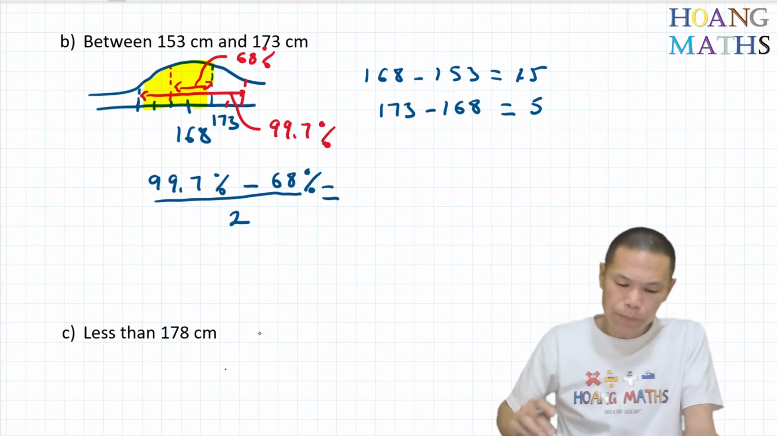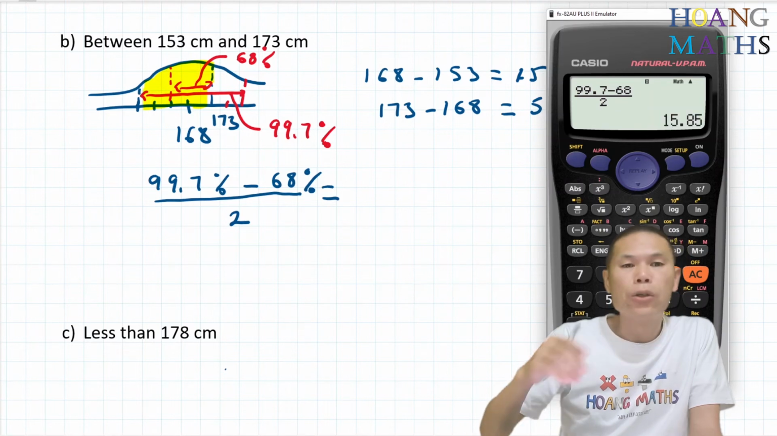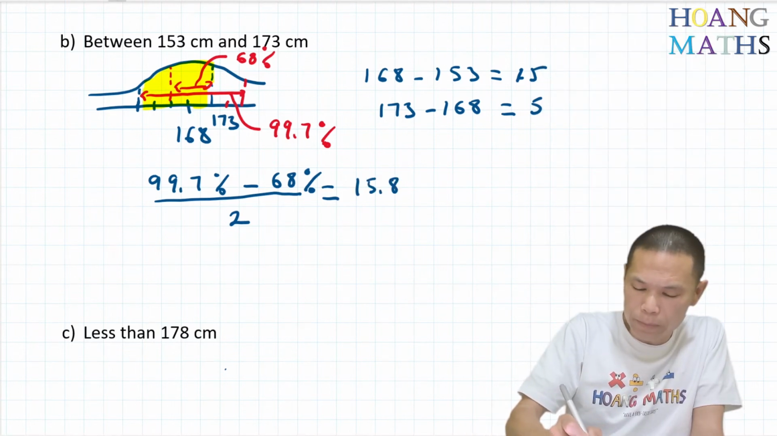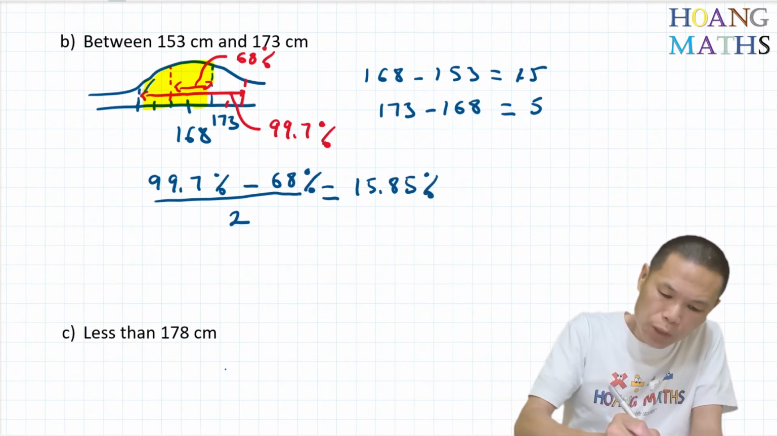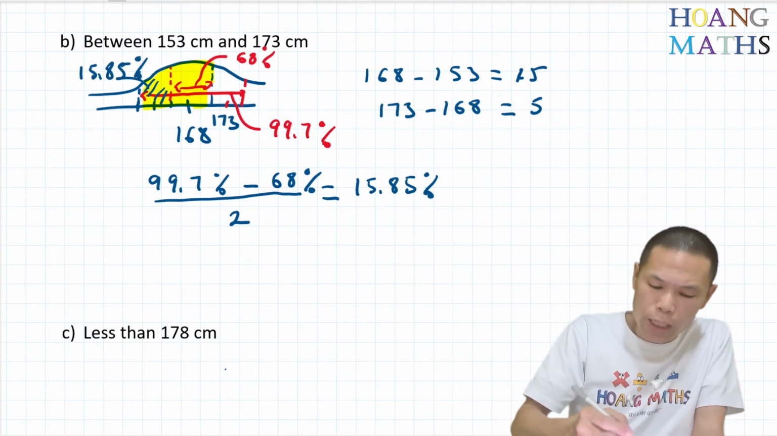So I just go fractions, 99.7 minus 68, and then we divide by 2. So that will give me 15.85%. So that is just one of these, okay? So 15.85%.